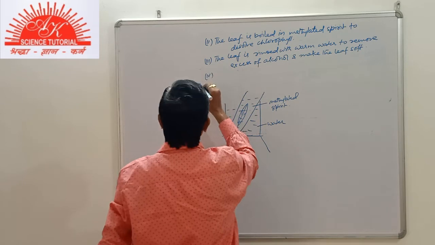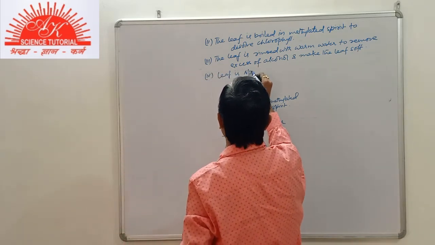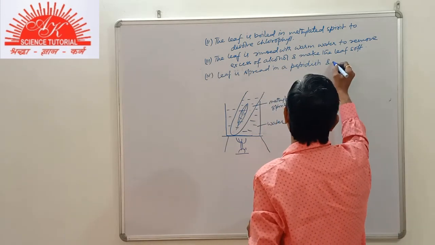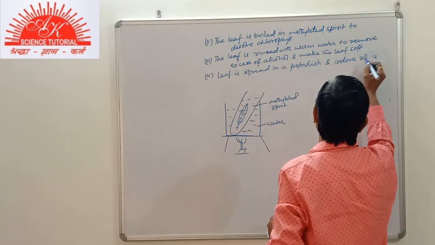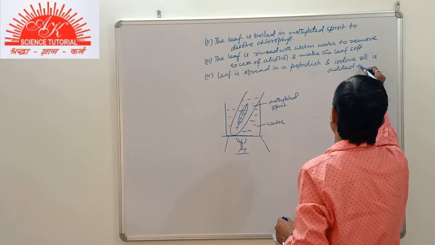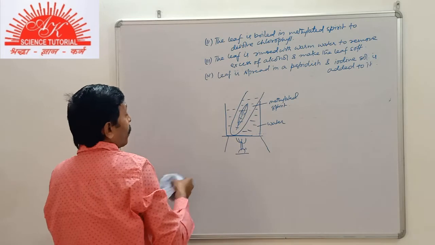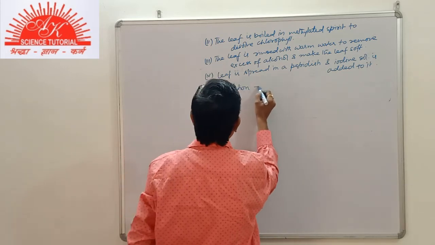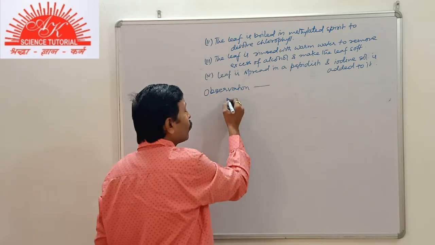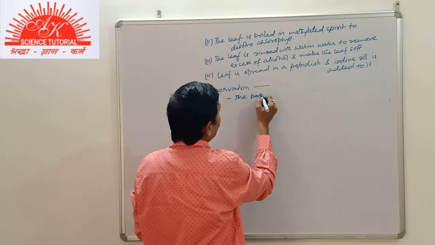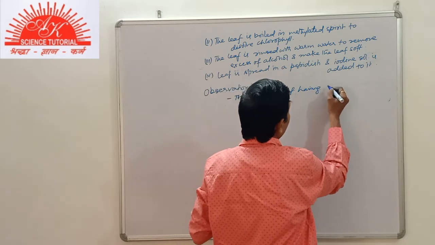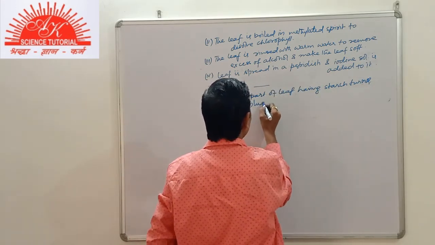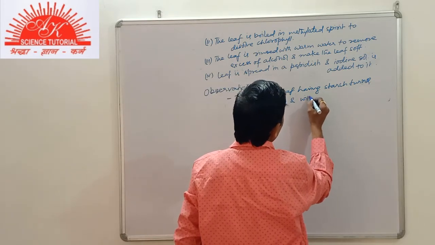Now, as a fourth step, the leaf is placed in a petri dish, which is a circular disc made of glass, and iodine solution is added to it. Now, what will be the observation? The part of the leaf having starch turns blue black, and the part without starch turns brown.